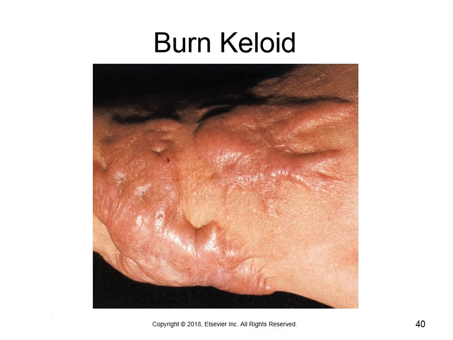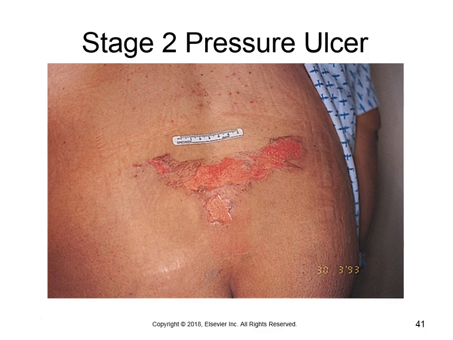Here's an example of one of those keloids where you have that overgrowth of scar tissue. In this example, it's from a burn. Here's an example of an ulcer as produced from a pressure injury. So this person might have been bedridden.